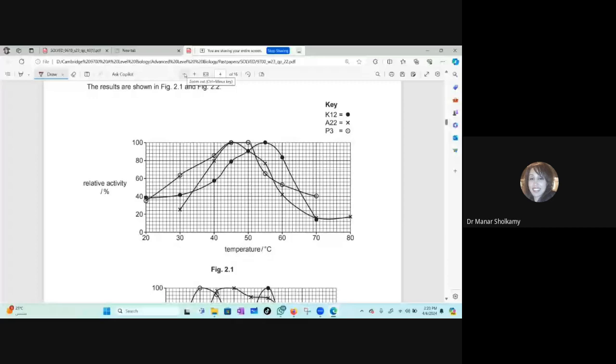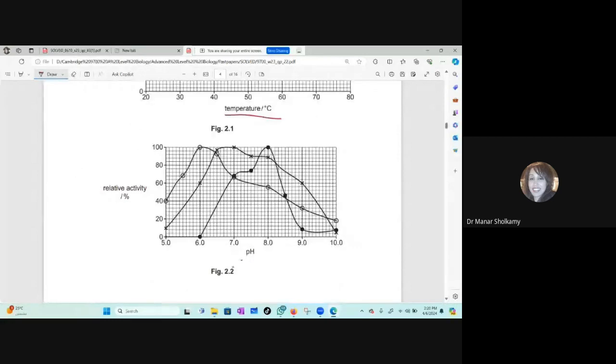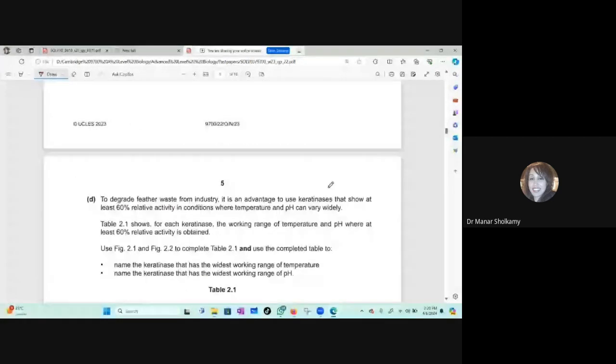You have one graph with temperature on the x-axis and relative activity on the y-axis, and you have a key. The circle is one enzyme, the X is another enzyme, and the circles inside the circle are a third enzyme. And you have another graph for pH. Of course, they will ask you to compare, describe and explain.